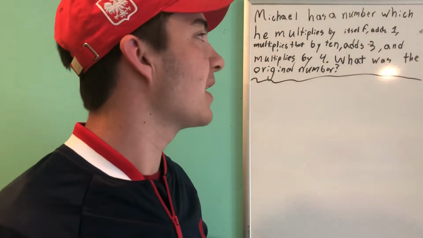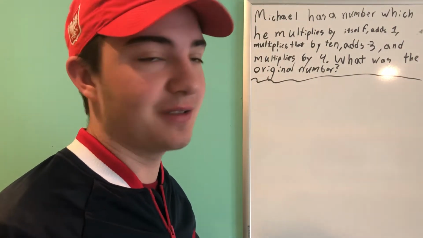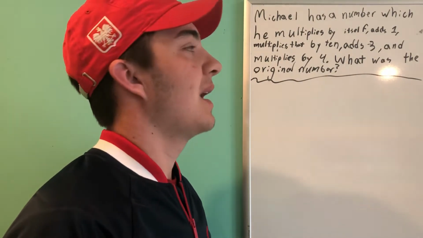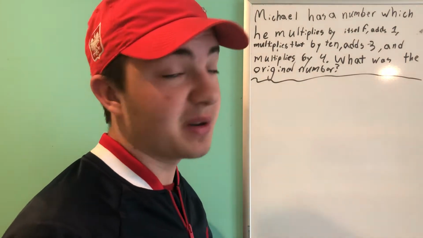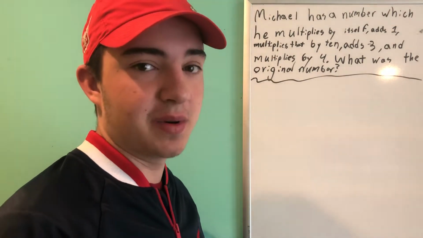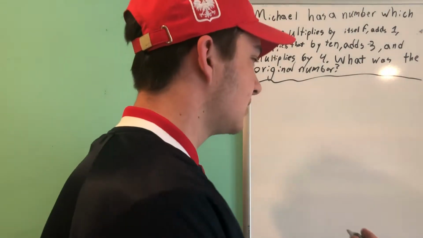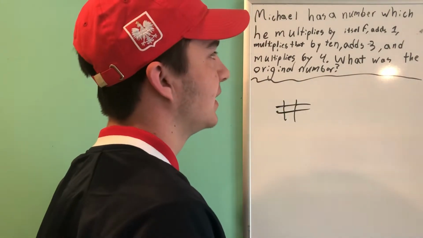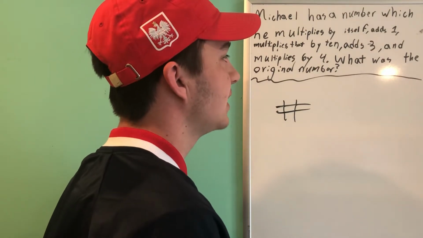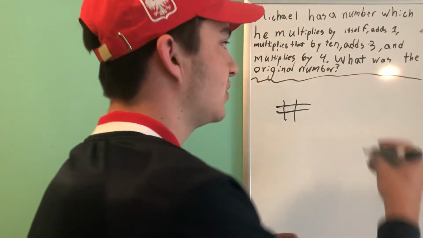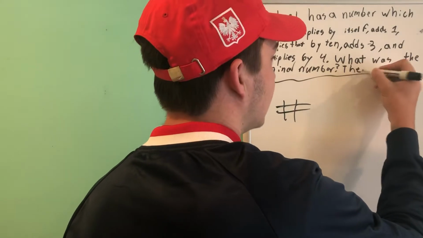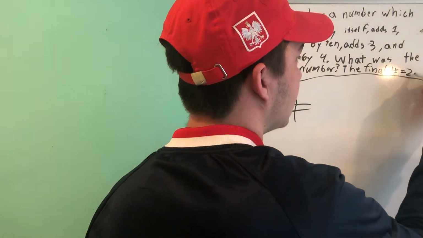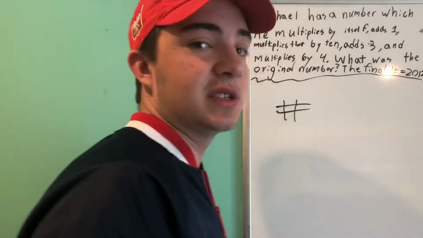All right. Michael has a number which he multiplies by itself, adds 1, multiplies that by 10, adds 3, and multiplies that by 4. What was the original number? Okay, so let's say this is the original number. And the final product is 2012. So the number he gets at the end is 2012.